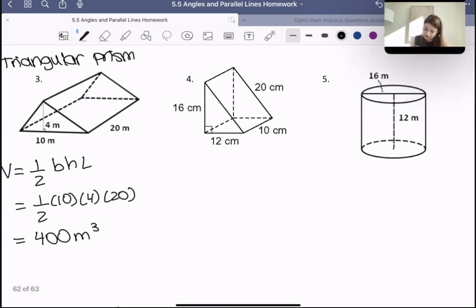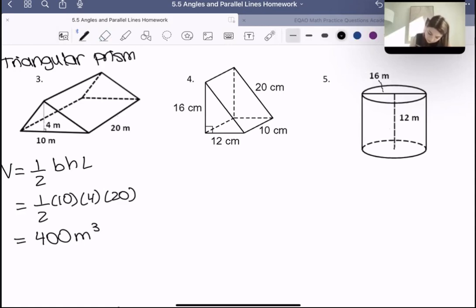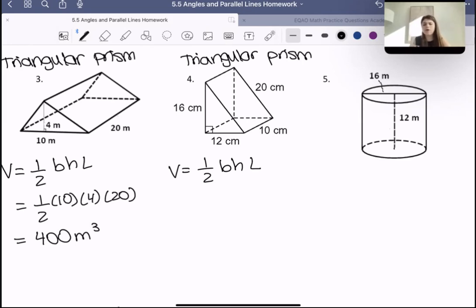All right, and let's try this one here. Volume, this is also a triangular prism. So the volume is going to be 1/2 base height length. But wait, we have 4 dimensions here that they've given us. So which 3 do we use? Well, we have to make sure that we're not using anything that doesn't need to be used. So what do we need to use? We need to use the base and height of the triangle.